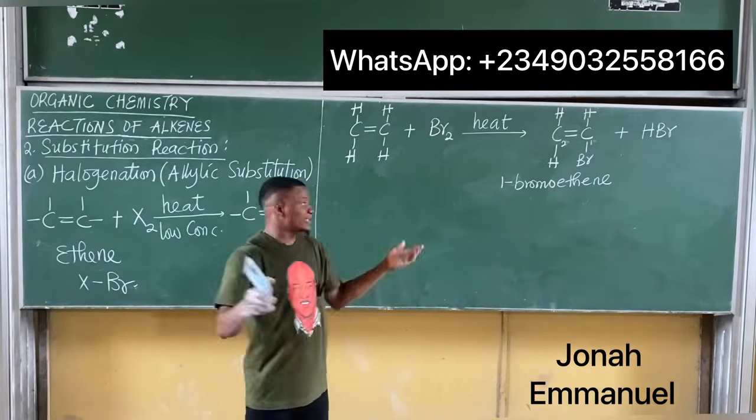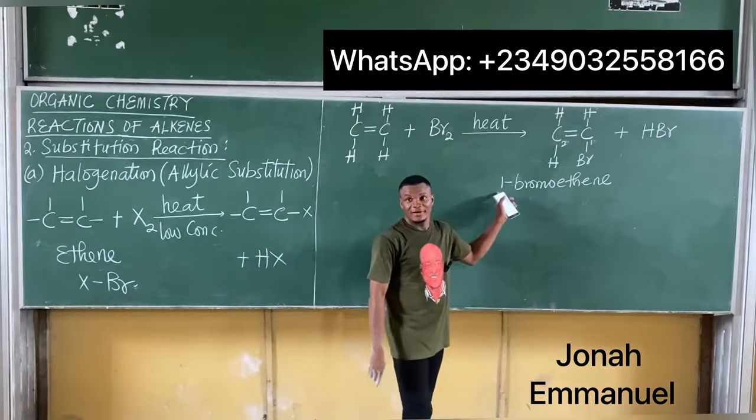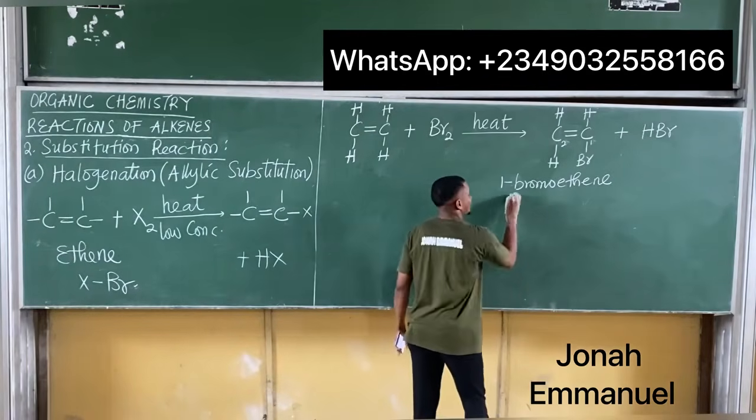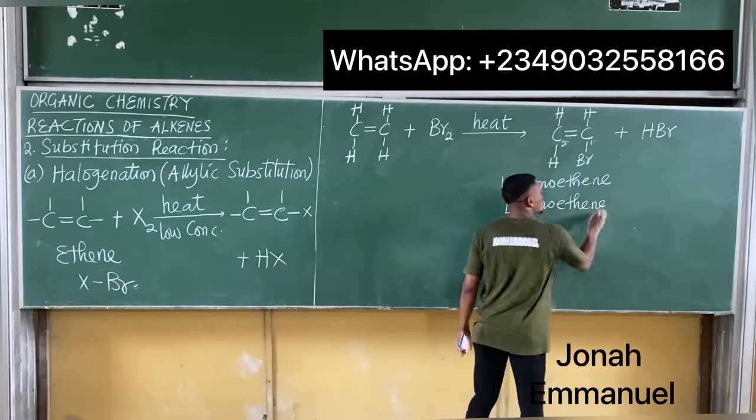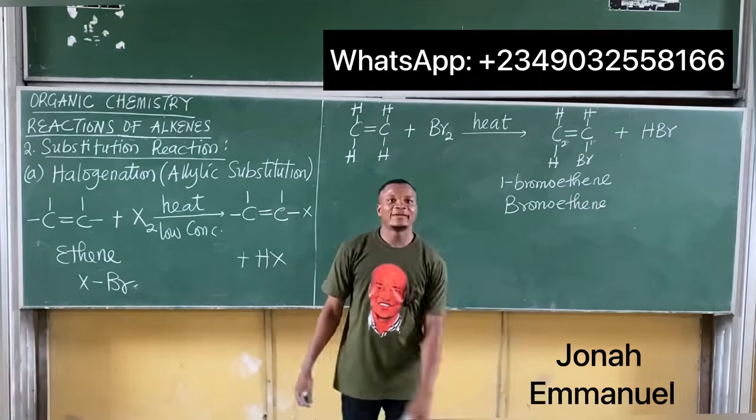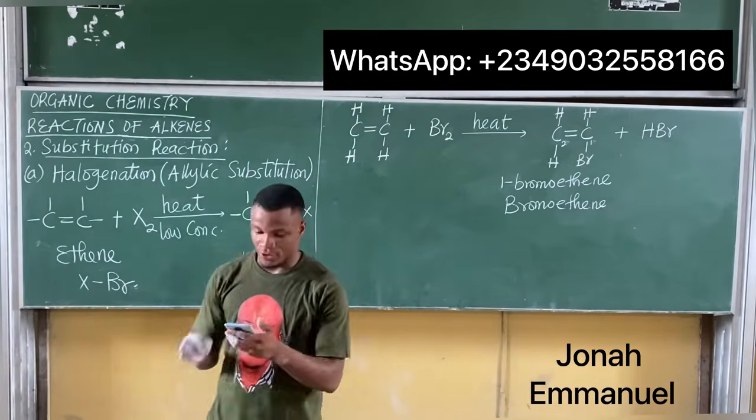Or bromo at 2, yes, because there can be no 2-bromo. Better still, you can say 1-bromobut-2-ene, and then hydrogen bromide. That's it. That's your equation.